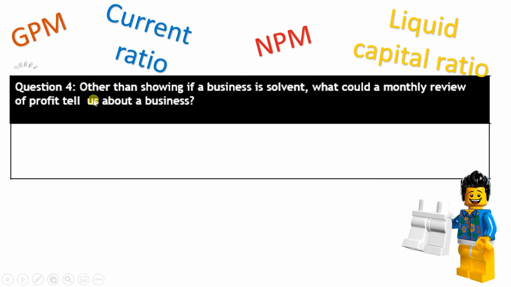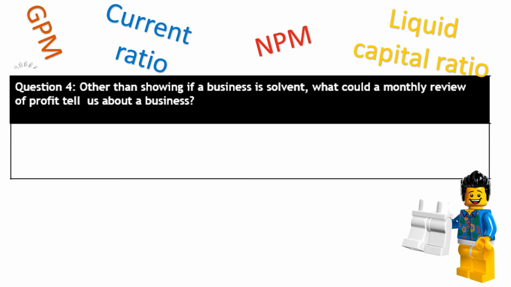Question 4. Other than showing if a business is solvent, what could a monthly review of profit tell us about a business? Write your answer in the box below. So let's pause and think. We're on part 4 of lesson 9. We have covered 4 key things. We have covered gross profit margin. Using the GPM, a business can determine what percentage of a pound they make in revenue and what bit they keep, because obviously they're deducting cost of sales. If company 1 makes £1 million and GPM is 11%, then they only get 11% of each pound that they make. The rest is gone to the bills that they pay.